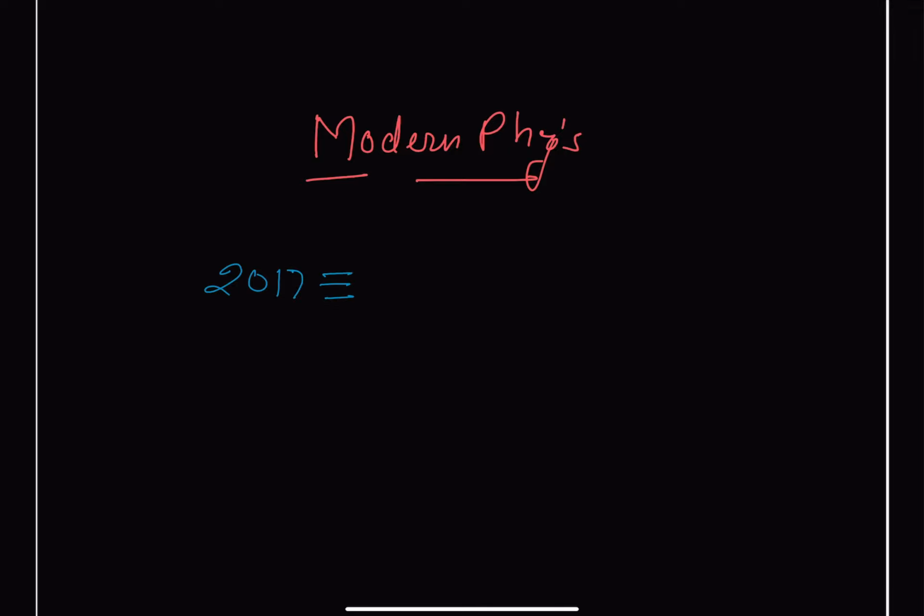Hello friends. So today we are going to solve questions from modern physics, and these questions are from the year 2017. It consists of both mains and advanced. So 3 questions are from main and 2 questions are from advanced.